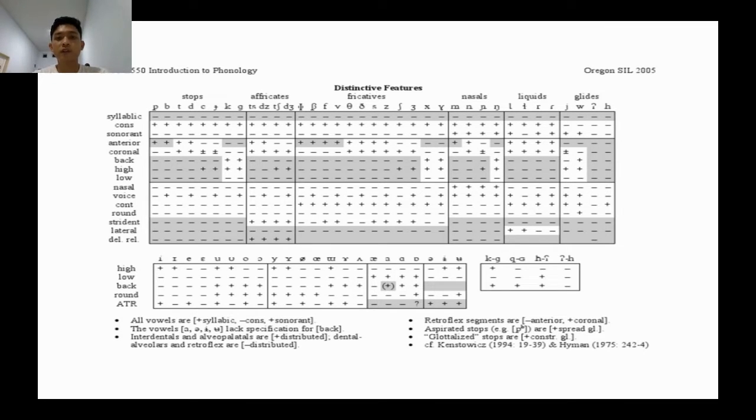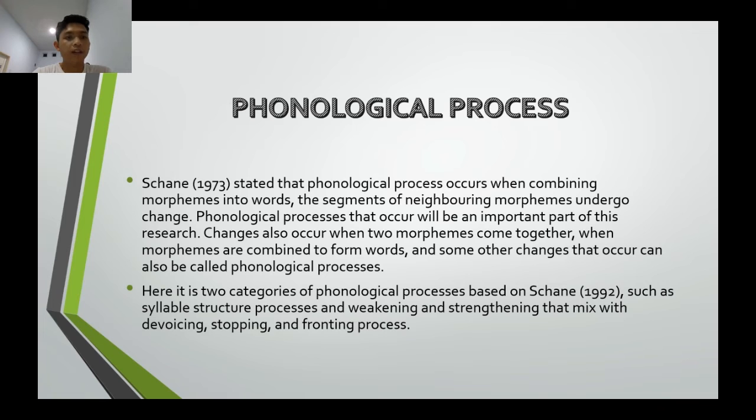This is the table of distinctive features. For example, P: you can pronounce P. It is minus syllabic, plus consonantal, minus sonorant, and then plus anterior.